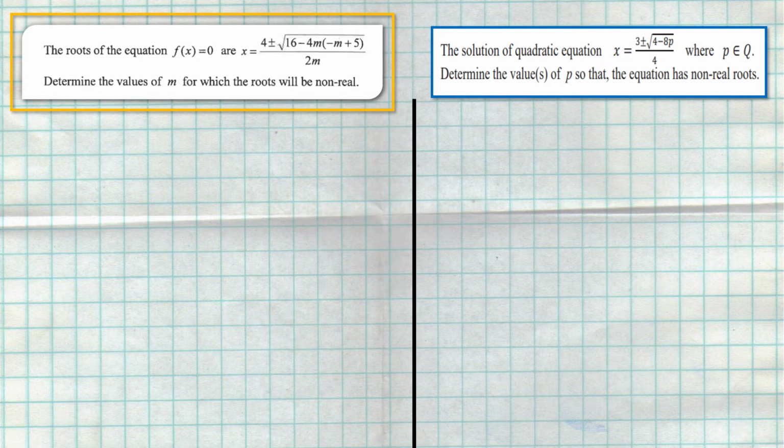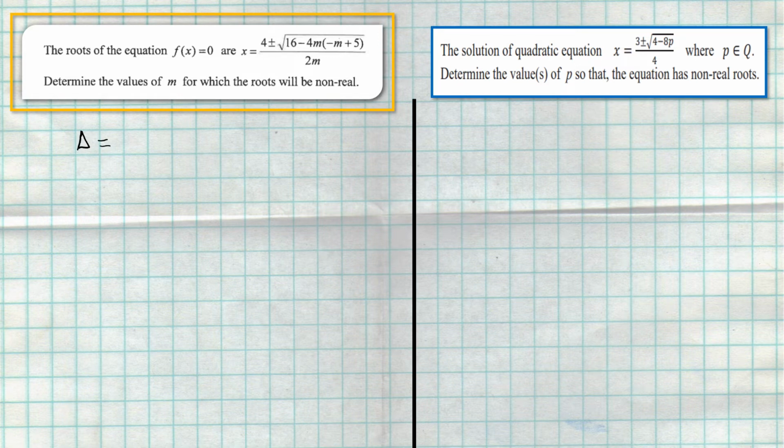Okay, so they're saying the roots of the equation f of x equals 0, x equals minus 4 plus or minus root of 16 minus 4m into minus m plus 5, all divided by 2m. Determine the values of m for which the roots will be non-real. Can you see the questions are sort of like we are repeating the same thing again and again?